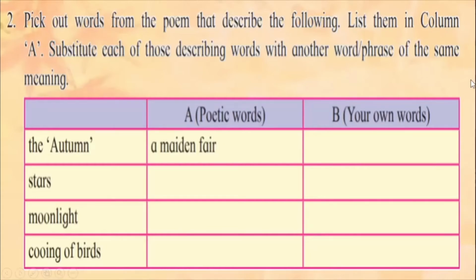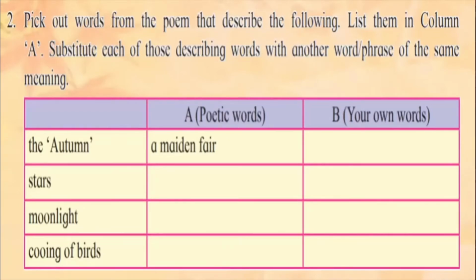You are supposed to pick out words from the poem that describe the following. List them in column A and you have to substitute each of these describing words with another phrase of the same meaning. Or else, I can also tell you this, that the word which is given here is the poet's point of view. You have to write your own point of view, in your own words. For example, the first one is done for us.